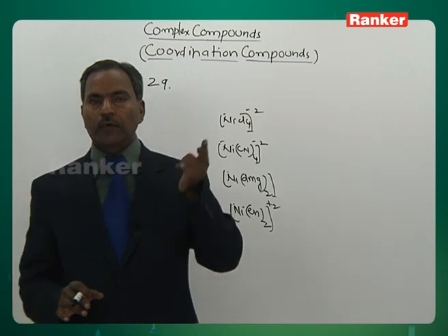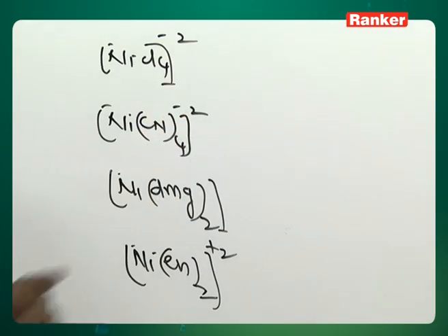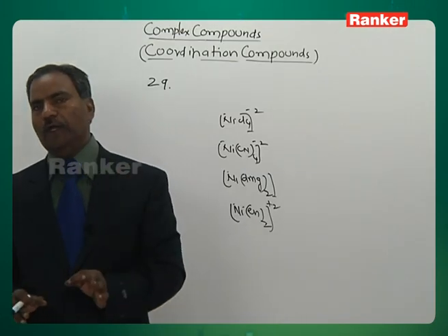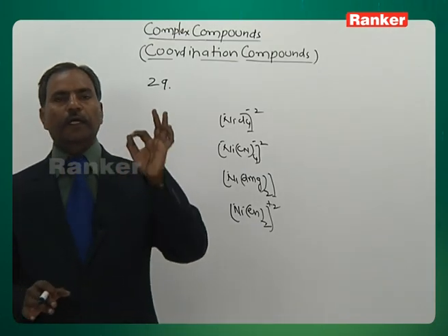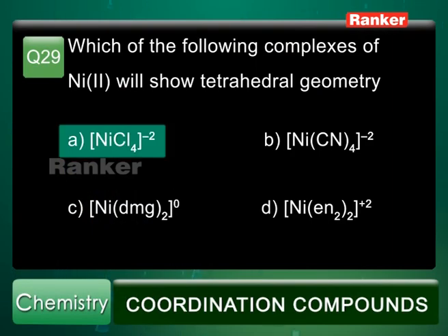The question is in which the geometry is tetrahedral. In nickel tetrachloride 2-, chloride is weak field, so that is tetrahedral geometry with sp3 hybridization. So here the answer is A.